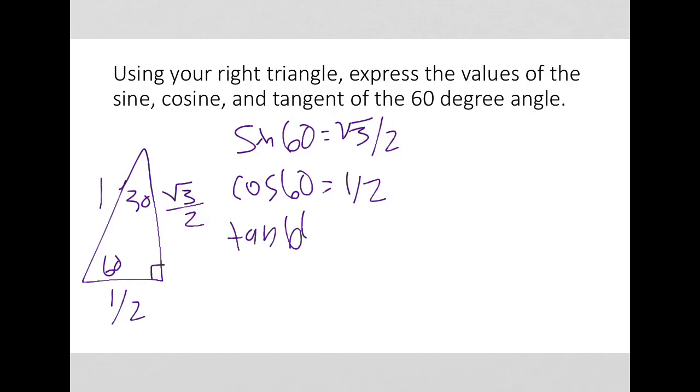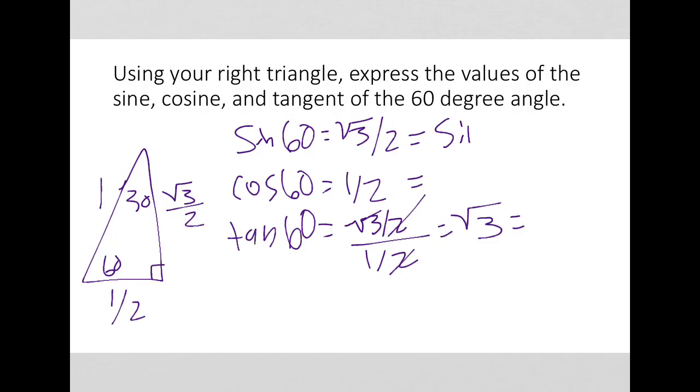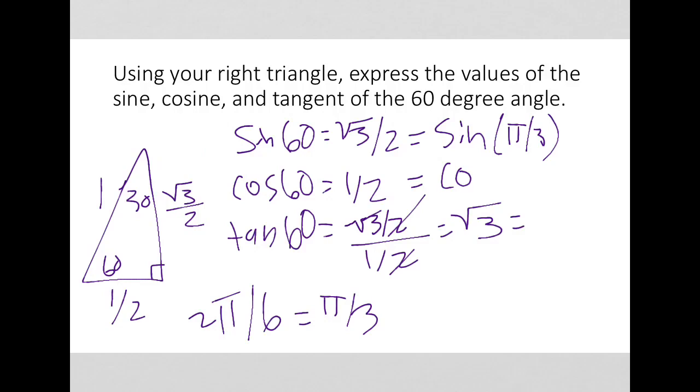And tangent is going to equal the opposite, which is root 3 over 2, over the adjacent, which is 1/2. The 2's cancel, and we're left with root 3. And again, what is the equivalent radian? Well, if 30 was pi over 6, then 60 has to be 2 pi over 6, which is pi over 3. So sine of pi over 3, cosine of pi over 3, and tangent of pi over 3.